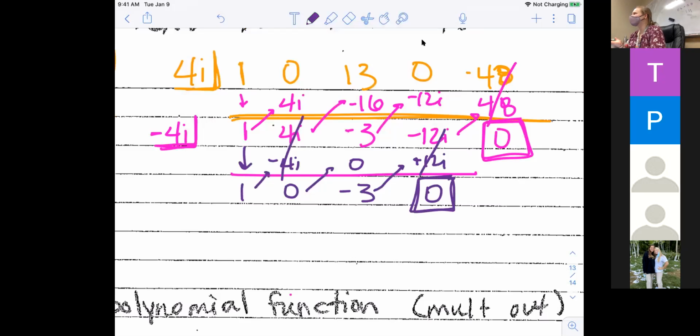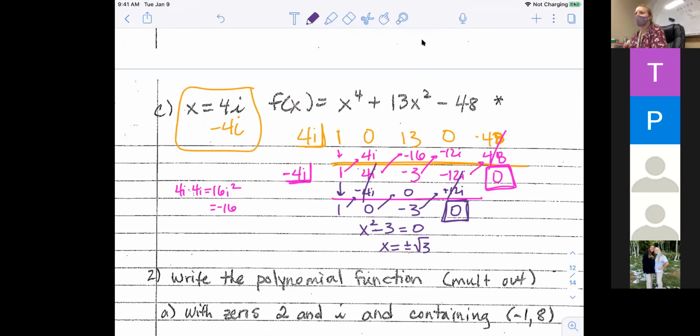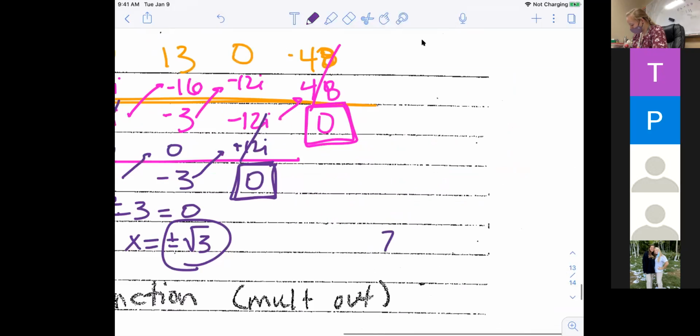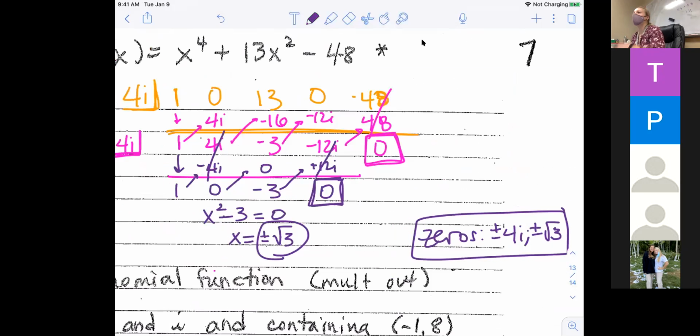Nice. And we actually just got this, didn't we? Yeah, you're probably like, am I going crazy? Nope, we got the same answer each time, which is x equals plus or minus root 3. I don't need to show any work because I just literally did it last step. So my zeros here are 4i, negative 4i, root 3, negative root 3. And you can write them like plus or minus 4i, plus or minus root 3. Whatever makes you happy, but I should have all 4 of those.